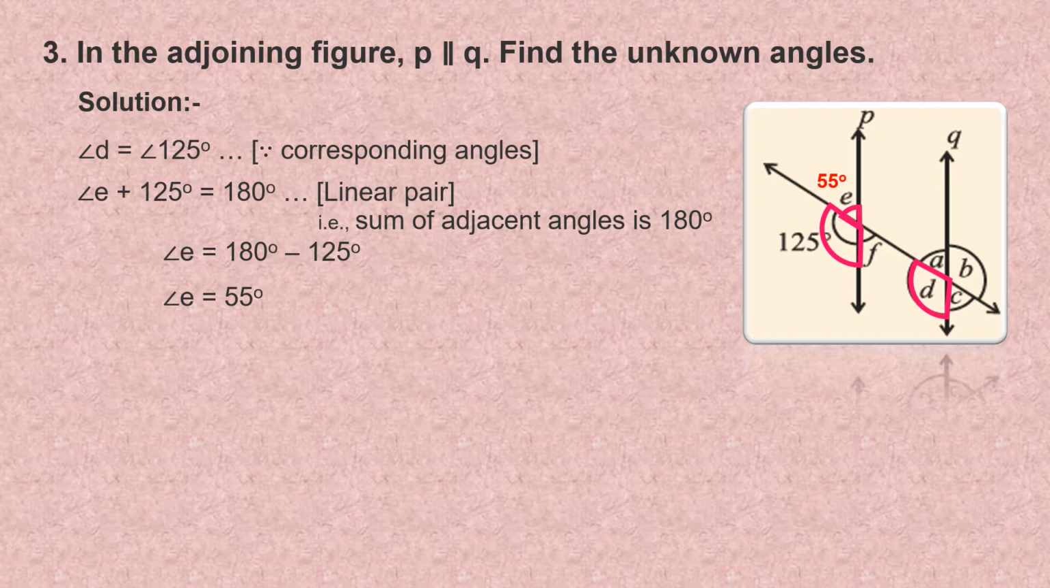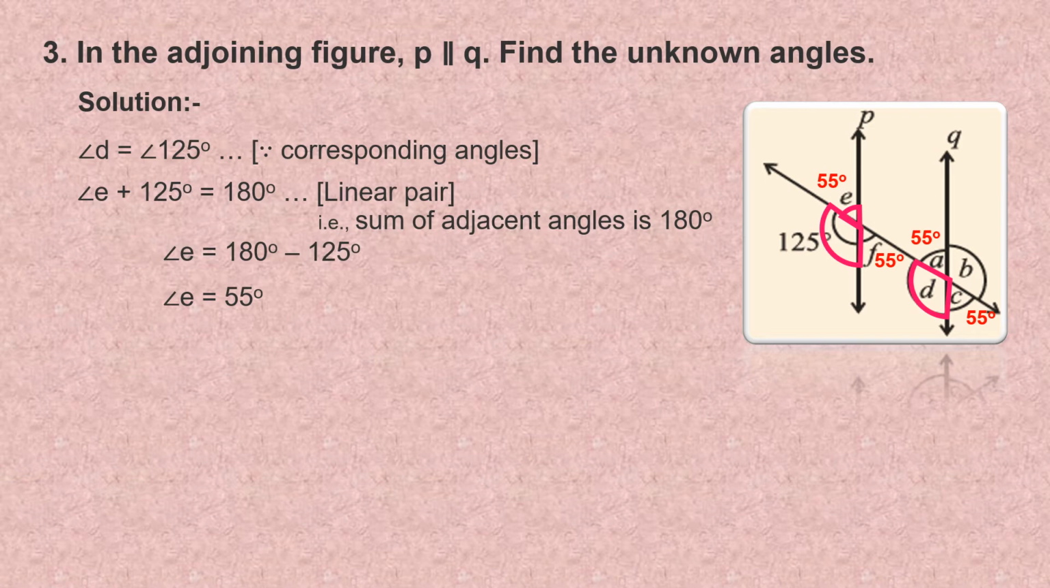So what is angle F? Angle F is also 55 degrees because they are vertically opposite angles. So angle E is equal to angle F. Now, angle C and angle F are corresponding angles. So they are equal. We know that corresponding angles are equal when two lines are parallel. So angle C is equal to angle F. And angle C and angle A, look at the picture. Angle C and angle A are equal because they are vertically opposite angles.